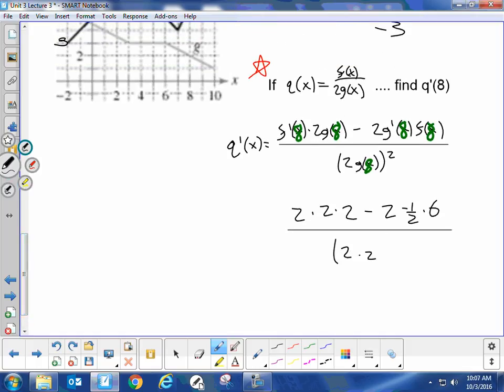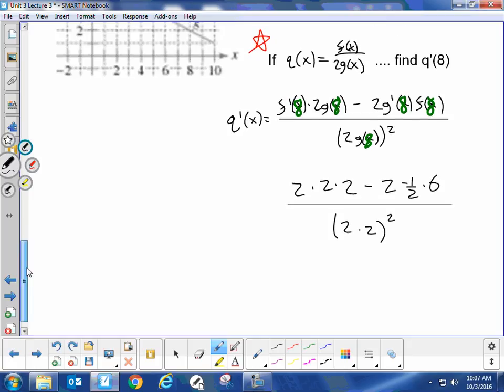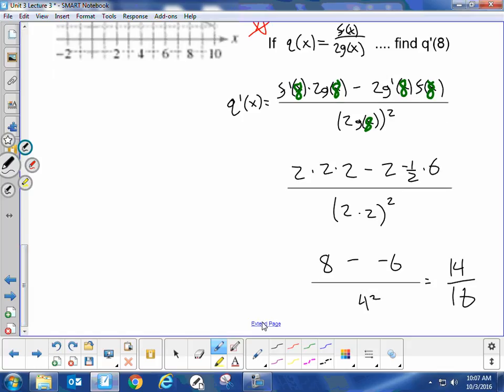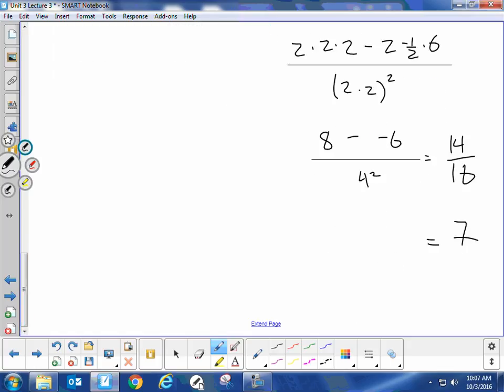A lot of 2's. Make sure you check your answer. Make sure we're getting the same answer. I got 7/8. Did you guys get 7/8? Yeah.